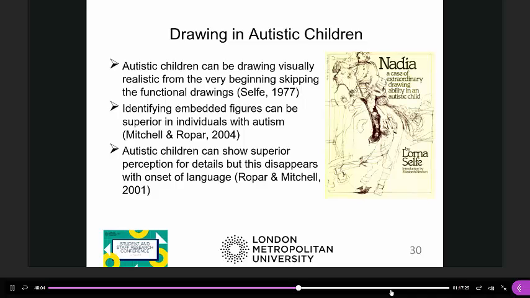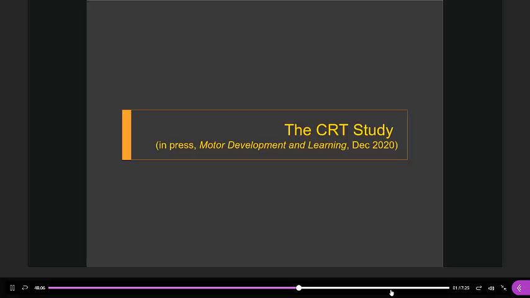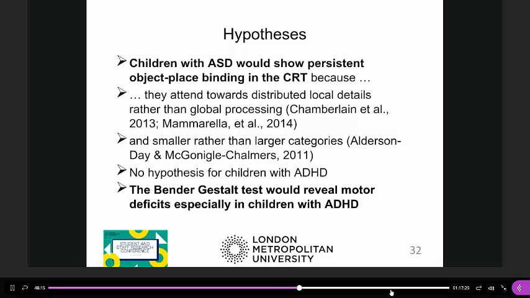So now I'm coming to the common region study. It is in press with Motor Development and Learning and will appear in December 2020. So what were our hypotheses? What was the hypothesis of myself and Ridi?